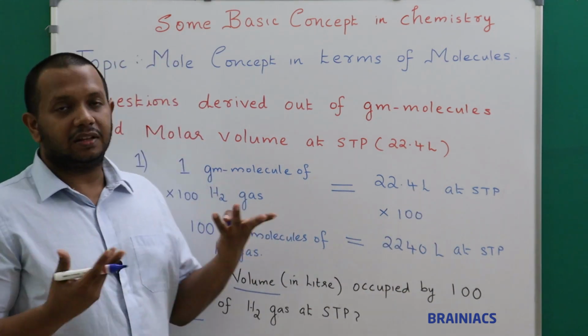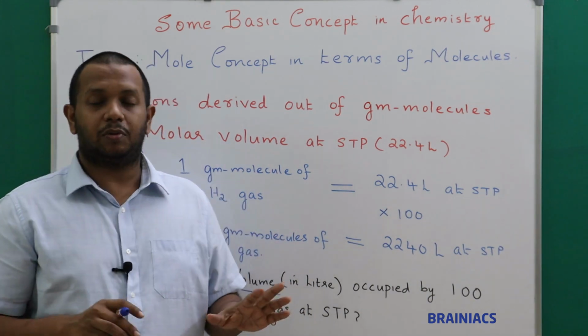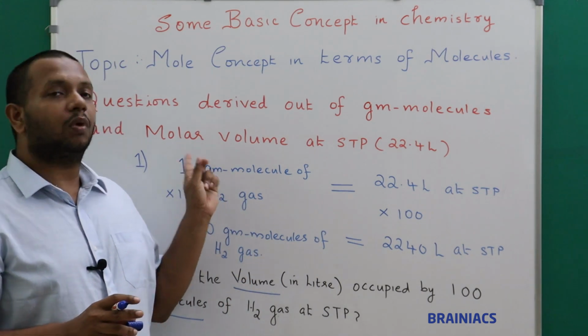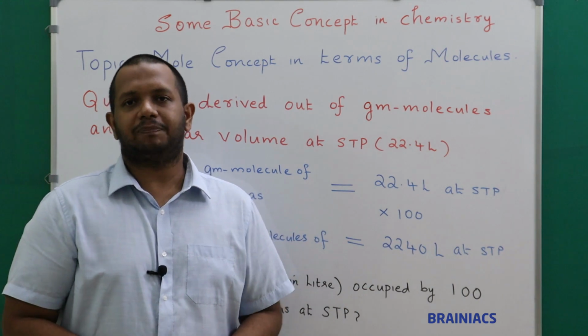So they can ask with anything. I hope you might be now knowing this. 100 gram molecules or 0.1 gram molecules. Whatever be the case, convert that value 1 to that corresponding value. Do the same thing on the RHS. You will get it. Okay.